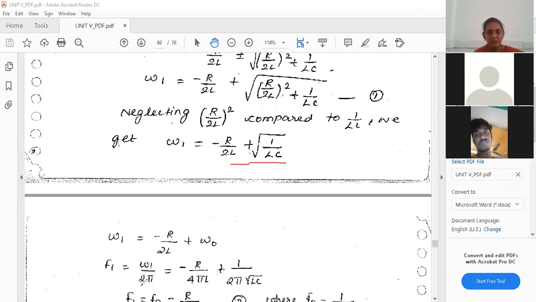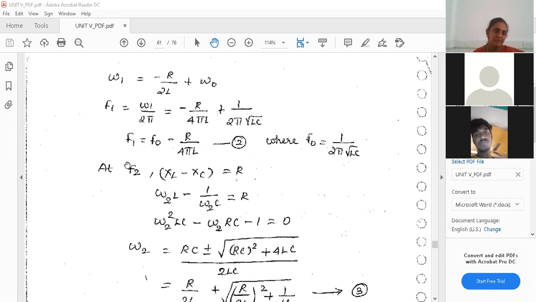So we will put it as F1 is equal to omega 1 by 2 pi. Or omega 1 by 2 pi means just divide the entire equation by 2 pi. So we write it as minus R by 4 pi L plus 1 by 2 pi square root of LC. Right. Now what is F1? I can call this as F0. So F0 minus R by 4 pi L. Okay. So F1 value is equal to F0 minus R by 4 pi L, where F0 is equal to 1 by 2 pi square root of LC. That's what we have substituted here.